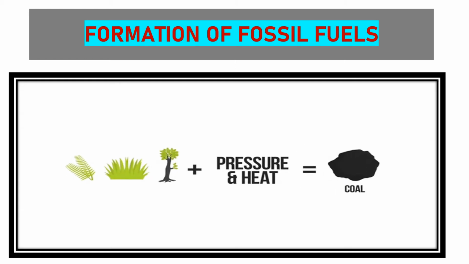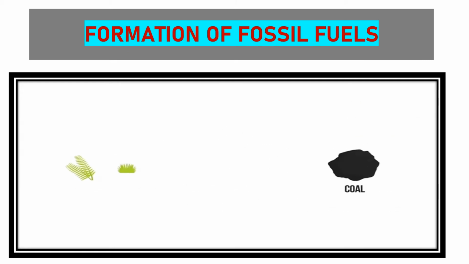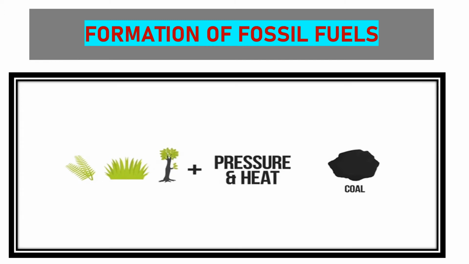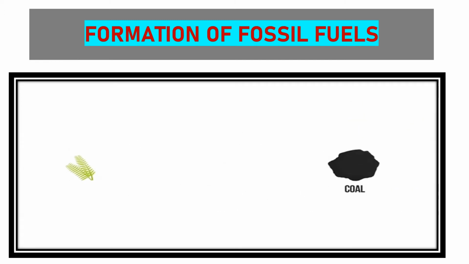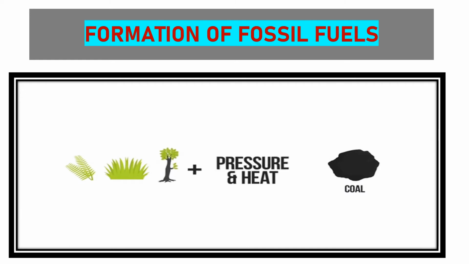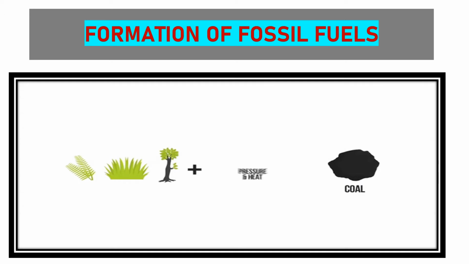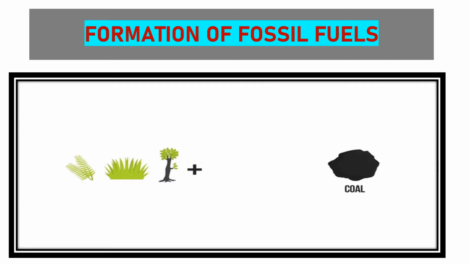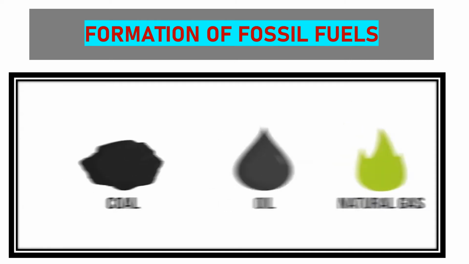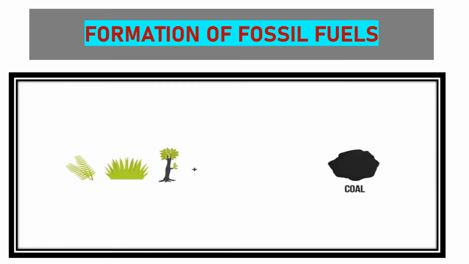In the absence of air, the chemical effects of heat, pressure and bacteria converted the buried remains of plants and animals into fossil fuels like coal, petroleum, and natural gases. And always remember, the buried remains of large land plants were converted into coal, whereas the tiny marine plants and animals were converted into petroleum and natural gases.